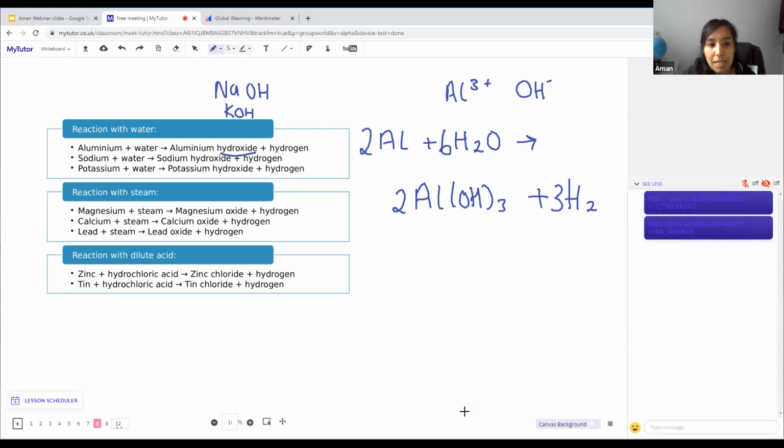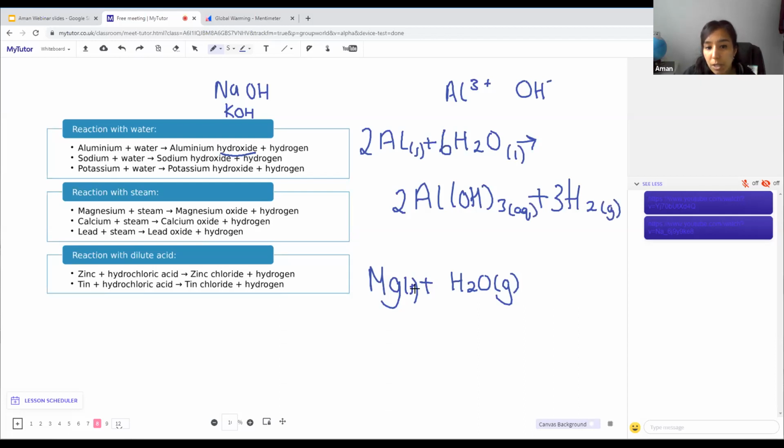So if we did magnesium plus steam, we do Mg, which is magnesium. Steam is just water, but as a gas. So I haven't been putting the state symbols in, but aluminium would be solid, water would be liquid, aluminium hydroxide would be aqueous, and hydrogen would be a gas. So solid, liquid, aqueous, and gas.